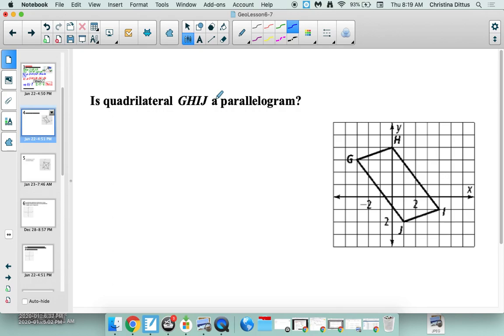If I wanted to know, is it a parallelogram? What does it mean to be a parallelogram? What do I know about parallelograms? The opposite sides are parallel. So how would I go through and prove it's a parallelogram if I want to know that opposite sides are parallel? I would use slope. And how many times would I use it? Four times. I would want these slopes to be the same.